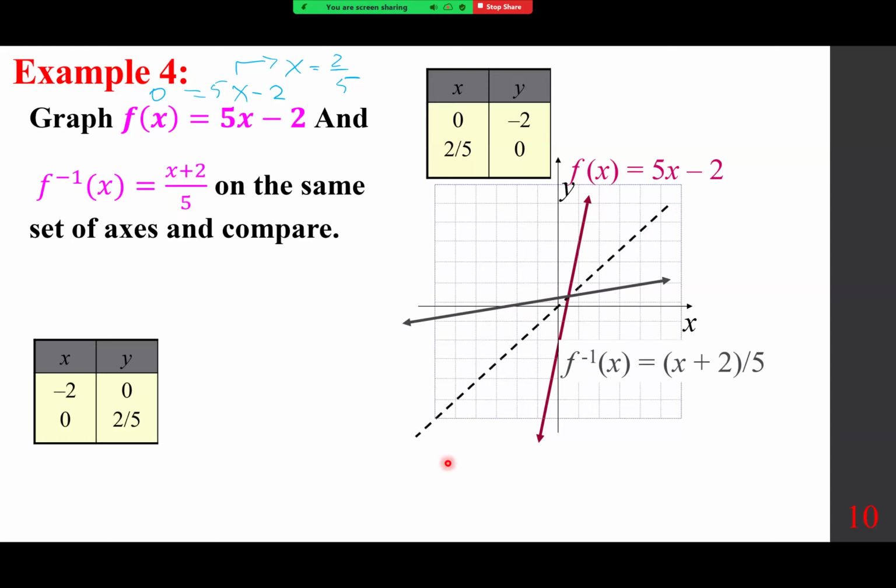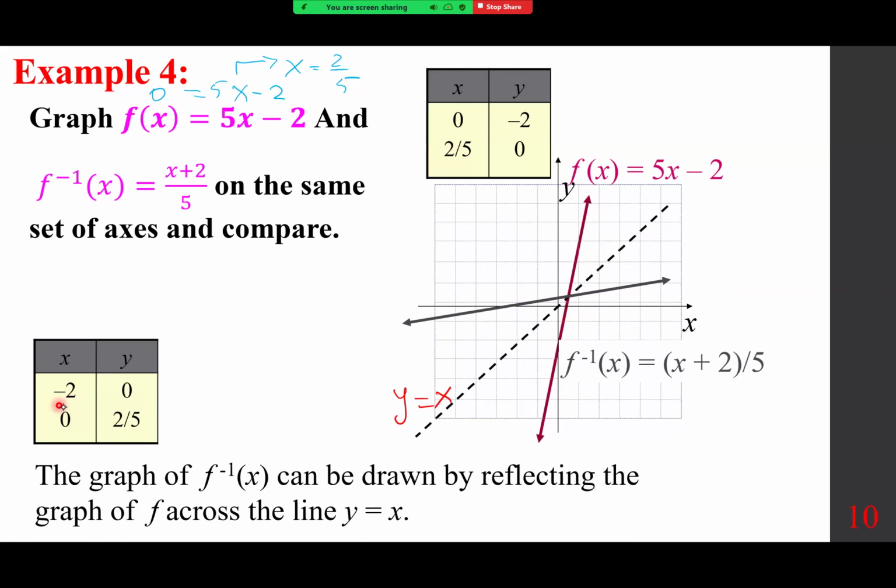Here's the line y equals x. The graph of f inverse of x can be drawn by reflecting the graph of f across the line y equals x. So it can be done in that manner.